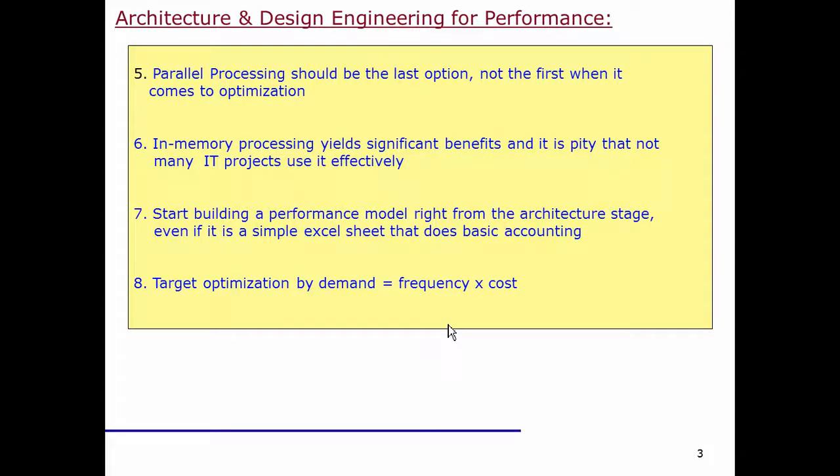It is not necessarily that the highest frequency would need to be optimized or the most costly service needs to be optimized. What needs to be optimized is the multiplication of these two: how frequently something occurs and how costly it is. And that is the demand that needs to be targeted first, because the region of highest demand is going to be a bottleneck.